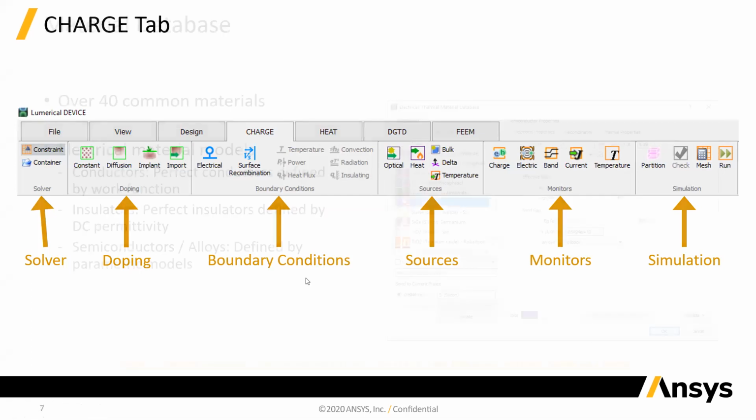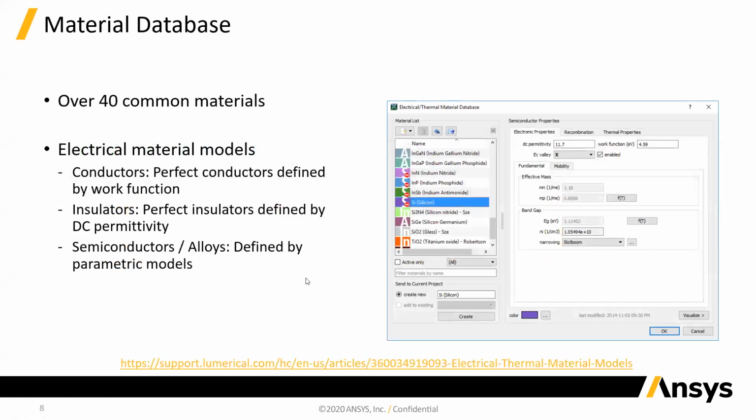Okay, so now going into the material database. The material database comes pre-populated with most of the common semiconductors and semiconductor alloys, and some conductors and insulators, so that you can just start to use them in your simulation. One thing to keep in mind is that since the focus of the drift diffusion solver is transport in semiconductors, the conductor models that get used are always treated as perfect conductors.